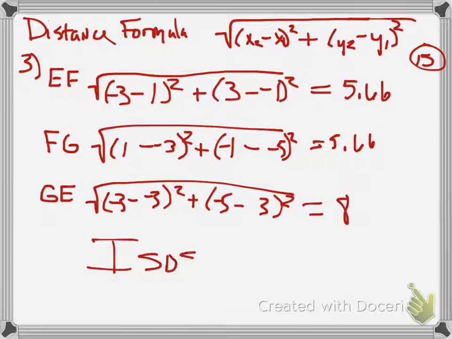And because these 2 sides are equal, this is an isosceles triangle. If all 3 sides had been equal, it would have been equilateral. If all 3 had been different, it would have been scalene. So there you go for number 3.